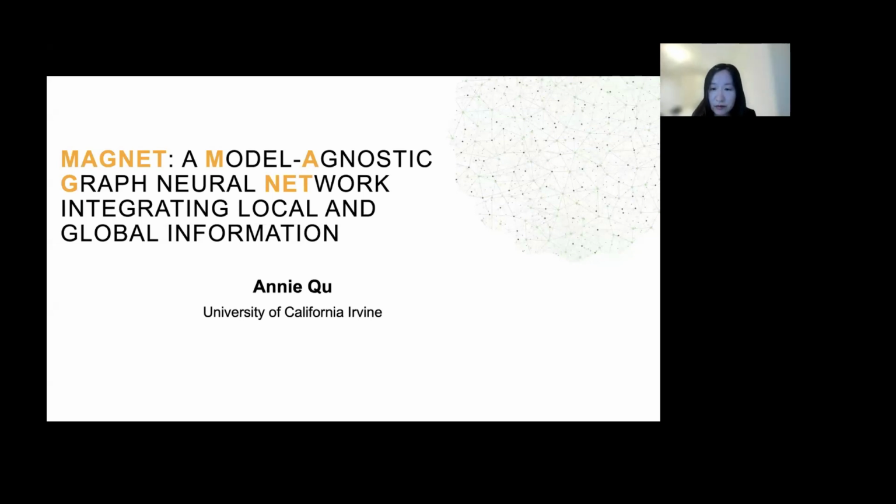Professor Chu's research focuses on solving fundamental issues regarding structured and unstructured large-scale data and developing cutting-edge statistical methods and theory in machine learning and algorithms on personalized medicine, mining, recommender systems, medical imaging data, and network data analysis for complex heterogeneous data. So today, Annie will talk about a model-agnostic graph neural network integrating local and global information. Let's welcome Annie.